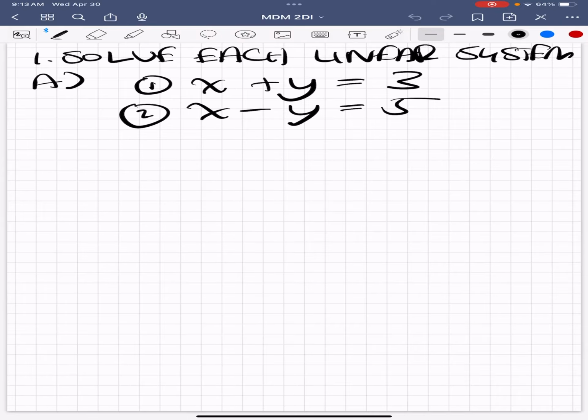So we have question 1: solve each linear system. And again, we're going to be solving by the method of elimination. And let's begin. So what we want to do is eliminate the x variable by subtracting equations 1 and 2. So let's do that.